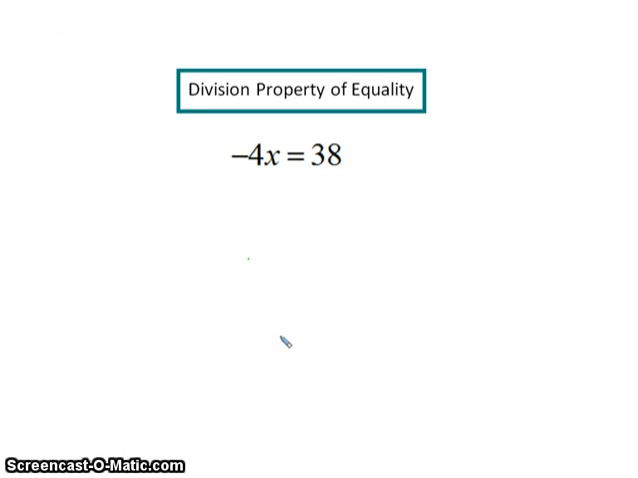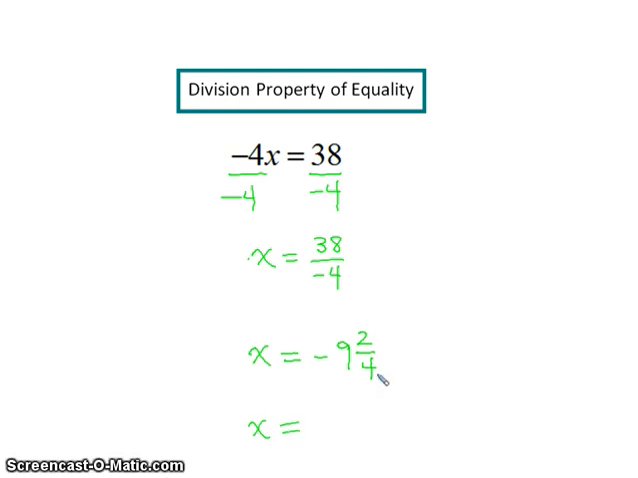The division property of equality helps us undo multiplication. We have -4 times x, so we're going to divide both sides by -4, and we get x is equal to 38 divided by -4. And we always want to simplify this number. So -4 goes into 38 9 times, so we have -9, and 4 times 9 is 36, so we have 2 left over. So when we fully reduce this fraction, we get -9.5.